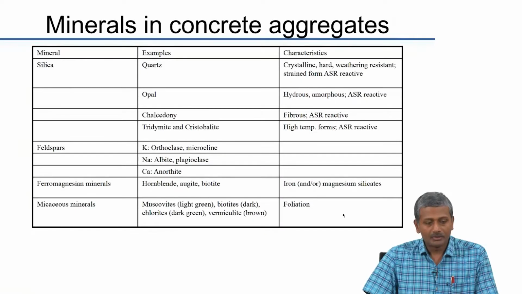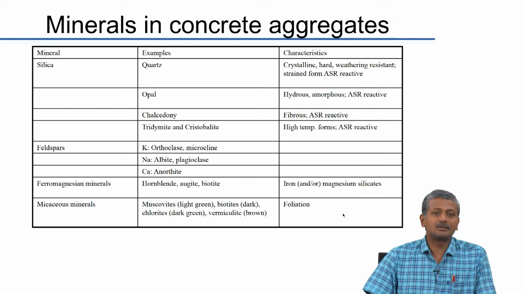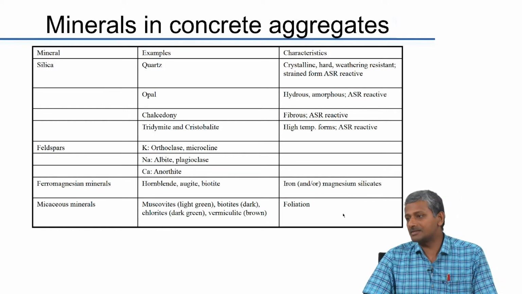So, all these are regular test methods for identification of different types of minerals present within rocks. There are different types of minerals that are found in different rocks which are used as concrete aggregate, and because of the presence of these minerals you sometimes get unique properties from the aggregate when you use them in concrete. So, the silica based minerals that you find are quartz, opal, chalcedony, tridymite, cristobalite. These are different forms of SiO2.